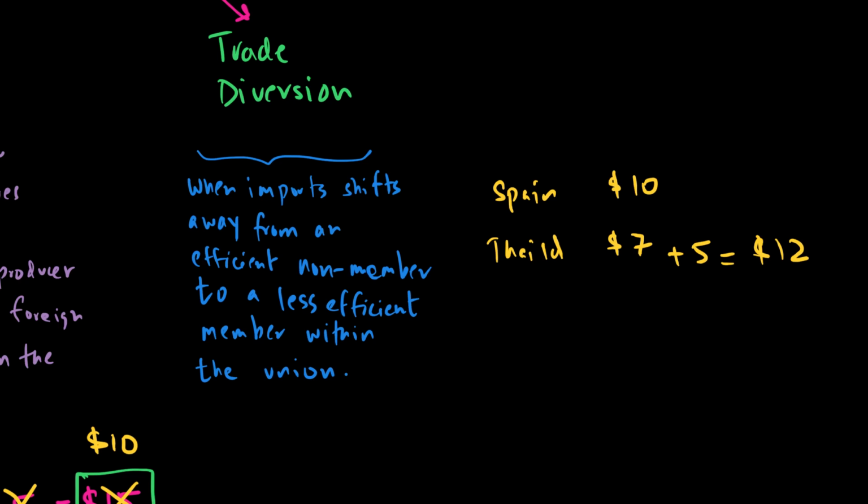So what will happen is that now trade will move away from a low-cost producer outside the union, which is Thailand, to a high-cost producer within the union, which is Spain. So this would mean in this case you are putting a tariff on somebody who is more efficient, you are causing deadweight losses, you are causing consumers domestically to pay more, and therefore we are promoting what we call inefficiency and diverting trade from a good producer to one that is inefficient.